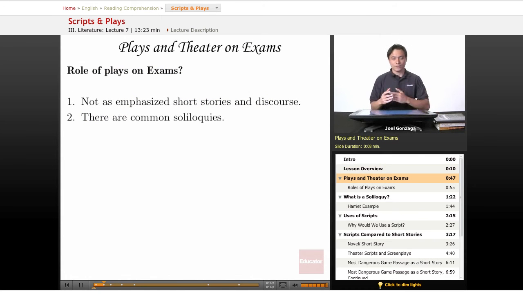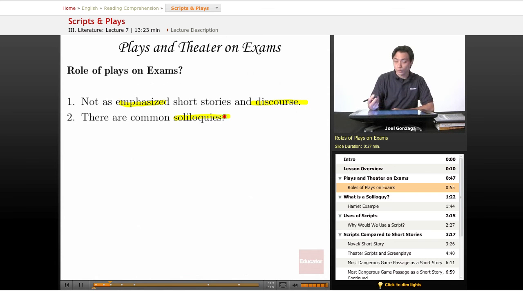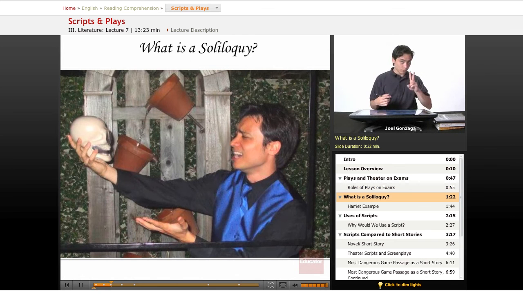So, what is the role of scripts on an exam, like the SAT? Well, it turns out they are not as emphasized as short stories and discourse. Most of the time, if you are going to have one of these things, it's going to be at the very end, and it's not going to be as important as reading a long fiction passage or a long essay passage or one of the short reading answers that you're normally used to seeing. If you do have them, they have something called a soliloquy. Now, what is a soliloquy, you ask? Well, soliloquy comes from two words, solo and loquacious, which means one person speaking out.